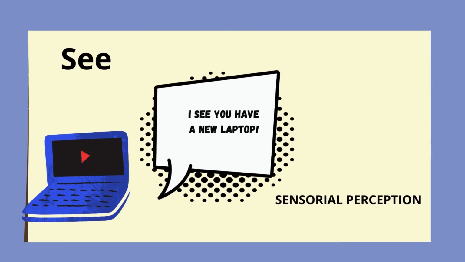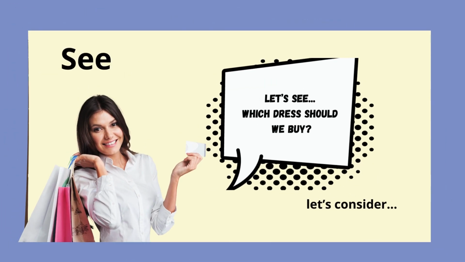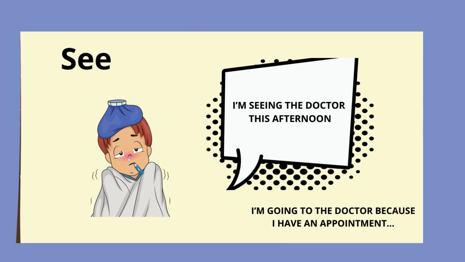Let's consider the verb to see. I see you have a new laptop. So I perceive with my own eyes, and I understand also that you have a new laptop since I've seen it. If I say, let's see, which dress should we buy? Let's see, in this case, means let's consider the situation. Whereas if I say, I'm seeing the doctor this afternoon, it means that I have an appointment, so I'm going to meet the doctor.